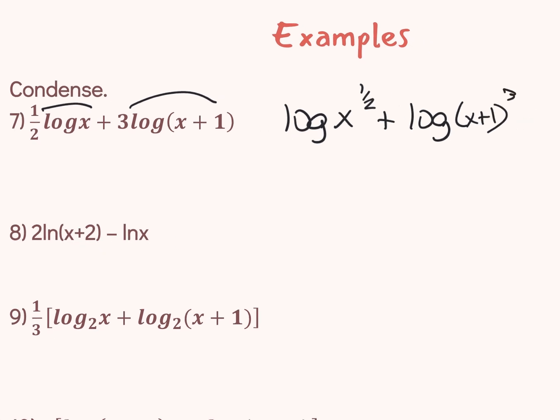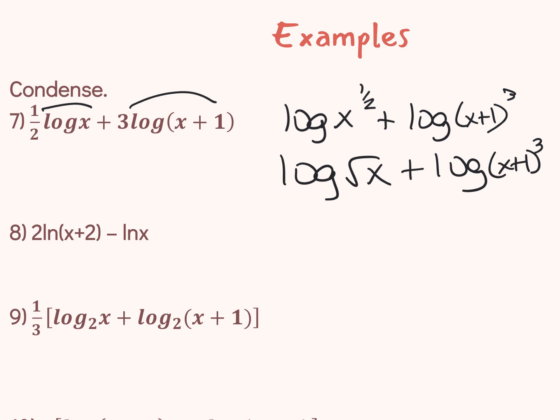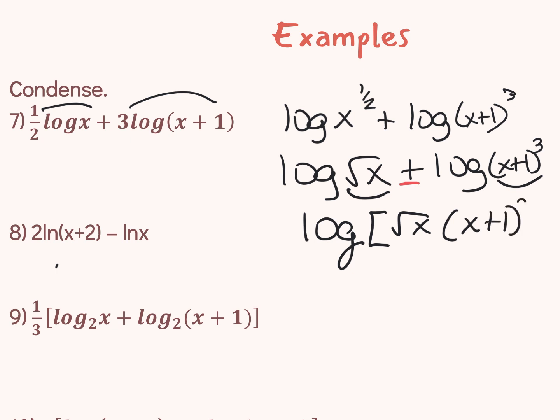Now, remember, 1/2 power, that's going to become the square root. So now, if you want to go ahead and condense it, we could go ahead and turn this into the square root of x, and then now we can take care of the plus sign, and this is going to be multiply. So now I write the word log once, and then I take these two and put them next to each other. So I could do like a bracket. So the square root of x times x plus 1 to the 3rd.